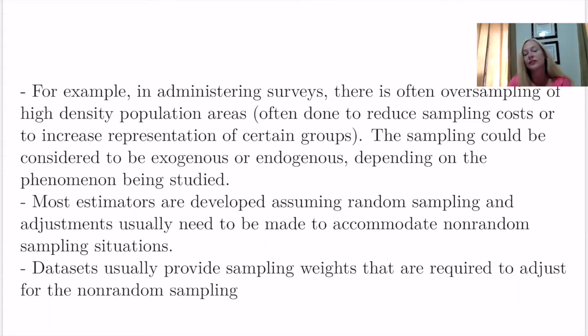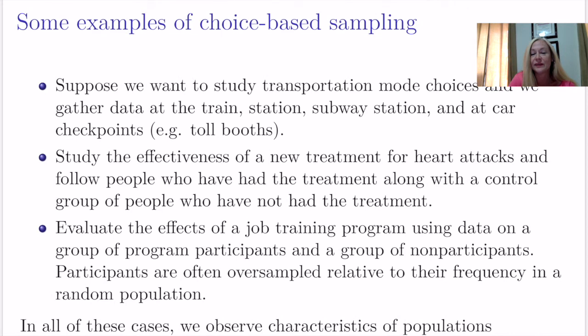Most of the derivations that we see assume random sampling. For example, let's say you want to get the distribution of income in the population. If your sample oversamples people on welfare programs, then of course if you just look at the distribution of income, it's not going to be representative. You'd have to take into account that you're oversampling people that have lower income. Usually data sets give you some sampling weights, and you would have to use those weights to adjust for whatever non-random sampling you have.